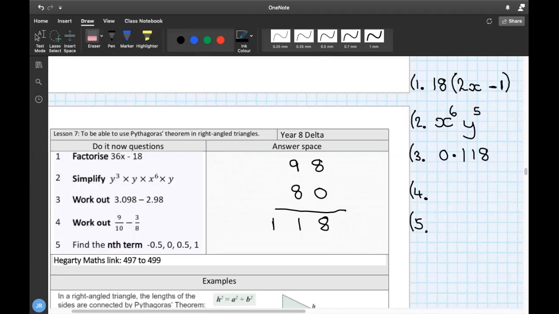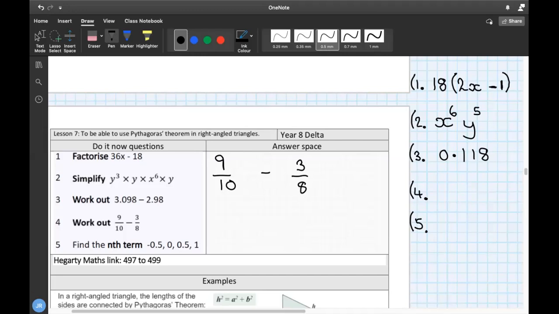Next, number 4, we're subtracting fractions. First thing we need to do whenever we're adding or subtracting fractions is find a common denominator. And the best way of doing that is by multiplying your denominators together. We've got 10 and 8, so if you multiply those together, we're going to get 80, and we're going to have our final answer out of 80 as well.